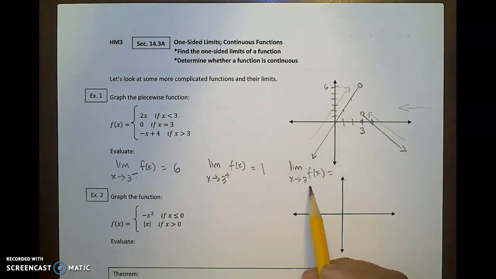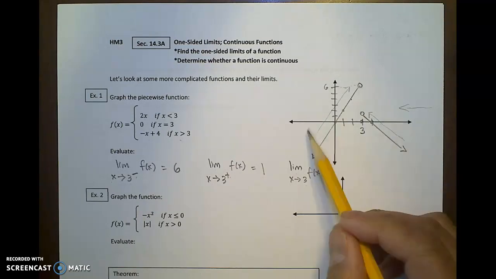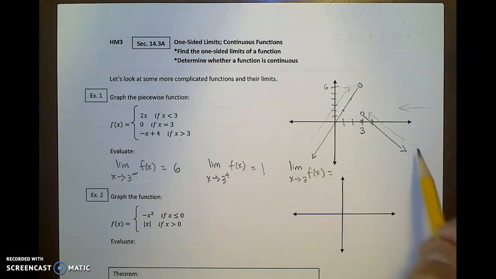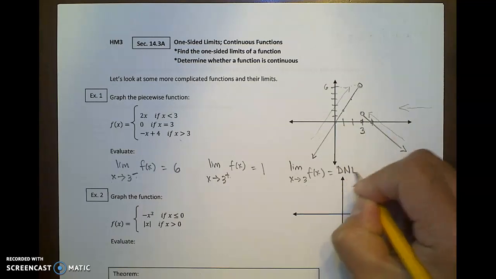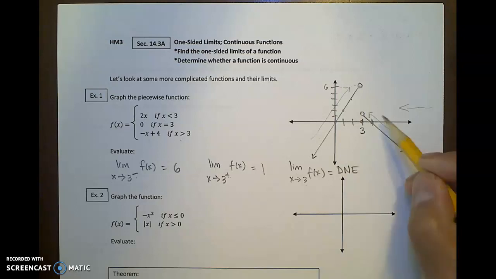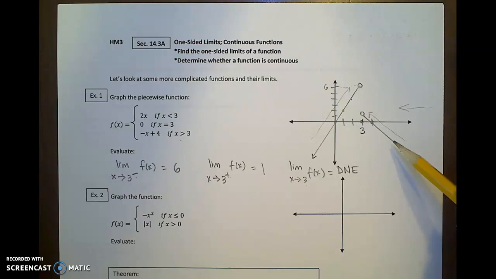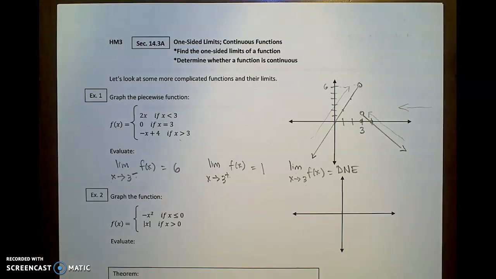Then we find the limit of the function as x approaches 3. Now we don't see a plus or a minus here, so it's not left or right, which means we're coming in from both sides. Coming in from the left, we know it goes to 6. Coming in from the right, we know it goes to 1. As we talked about before, because it does not come to a common place from both the left and the right, the limit does not exist. The output from the left and the output from the right is not the same.